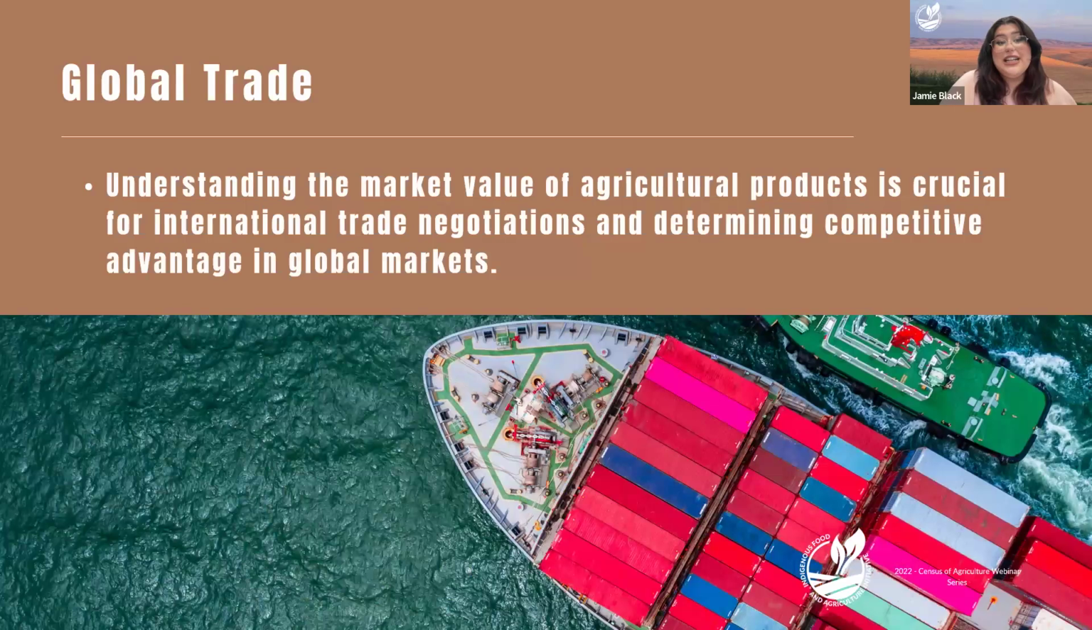And also something that impacts all of this is global trade. Many countries rely on agriculture as a significant source of export revenue. So understanding that market value is crucial for international trade negotiations and determining competitive advantage in the global markets.